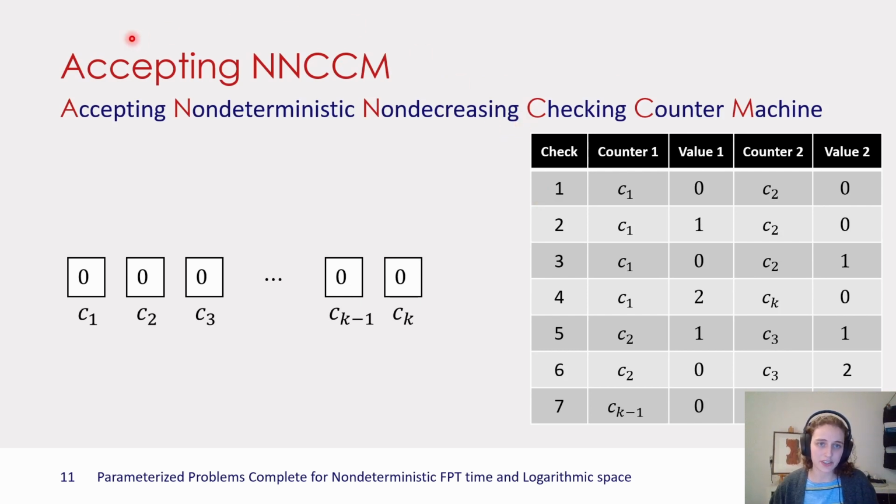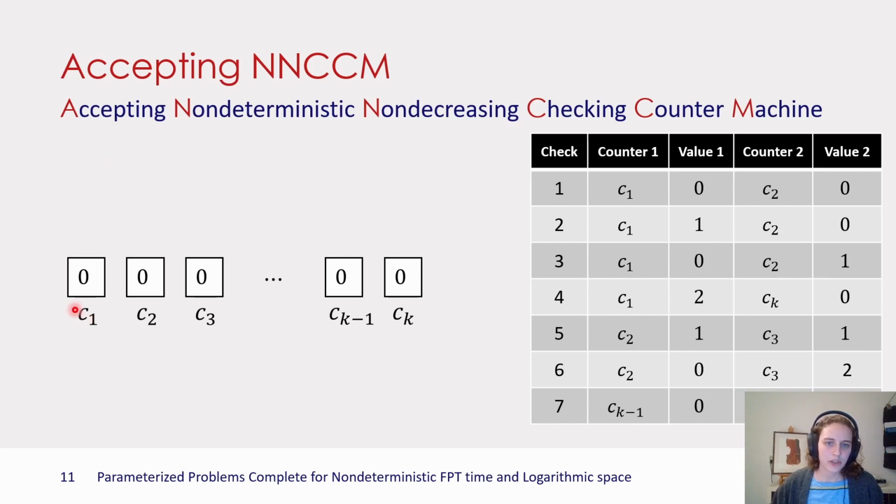And this one is called accepting non-deterministic, non-decreasing checking counter machine. So this is not a problem I think you'll find directly in practice, but this was very useful for us for proving other problems to be XNLP-complete. So what is this problem?